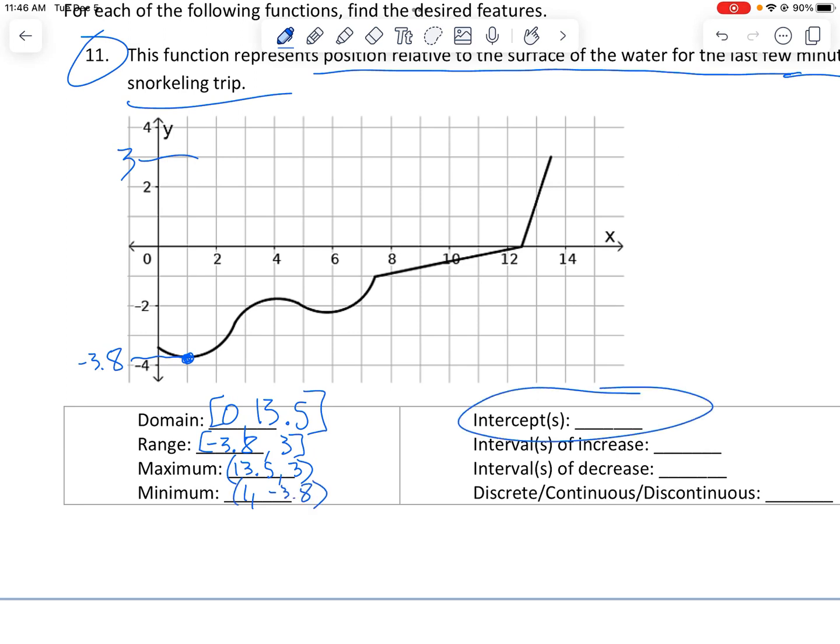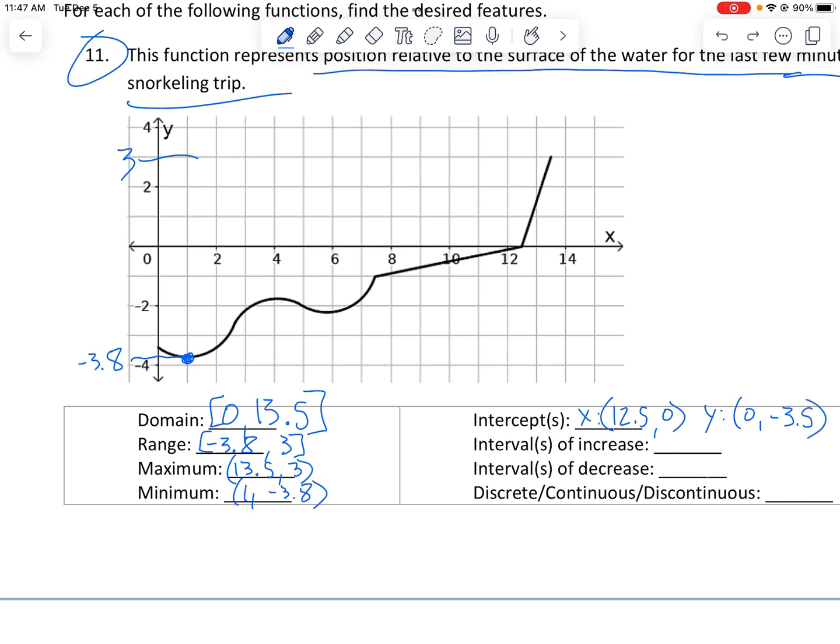The intercepts, it does have an x-intercept here. It has a y-intercept over here. So we got x1 at, let's see, it's like 12.5-ish, 0. And then we have a y-intercept at 0, negative 3.5-ish, right, down about 3.5.